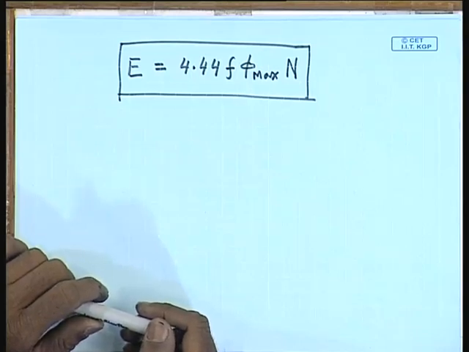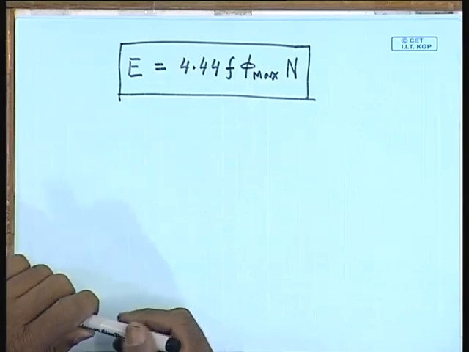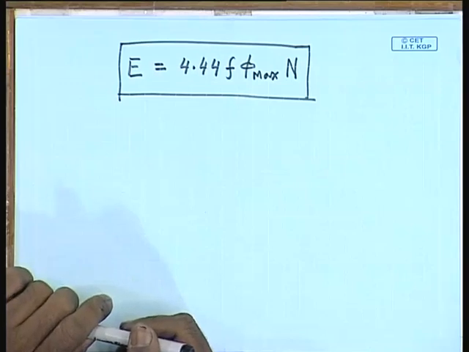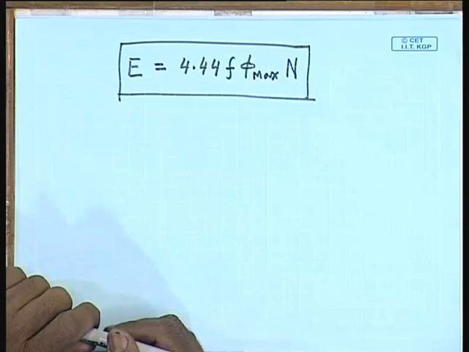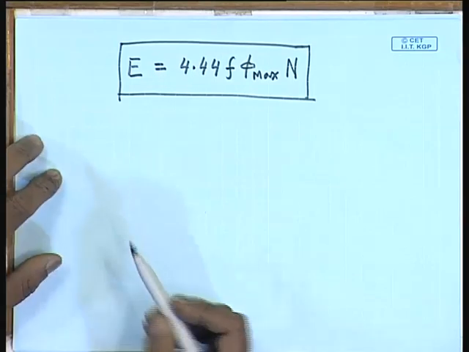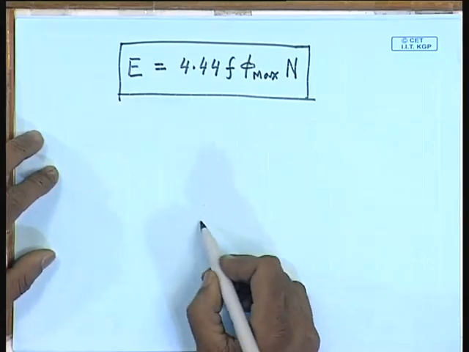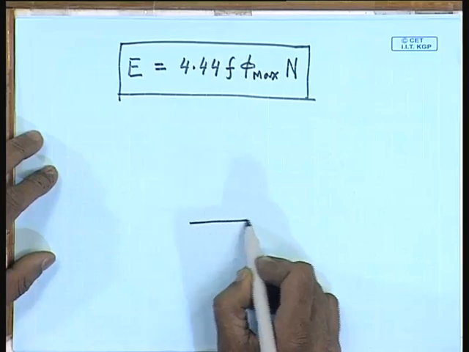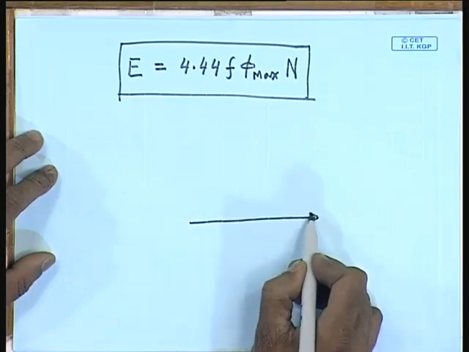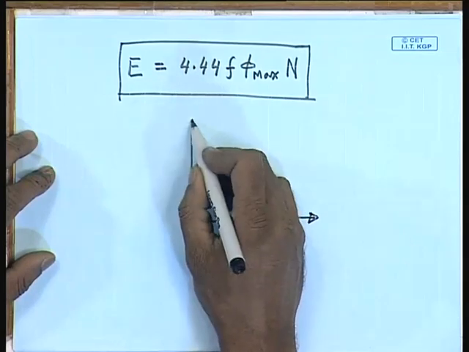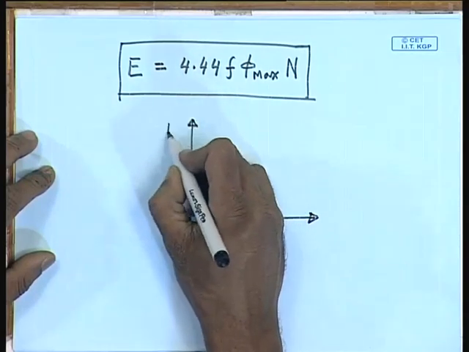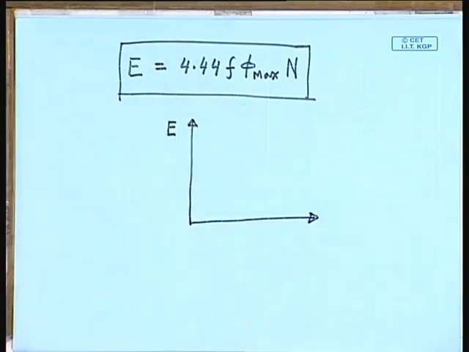alternating flux phi. Generally, alternating quantities in AC circuit analysis are represented by phasors. Therefore, if we draw the phasors and take the flux phasor to be the reference phasor, then the induced voltage E will be leading it by an angle of 90 degrees.